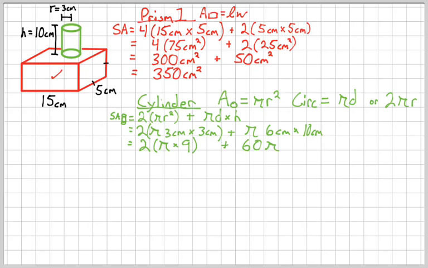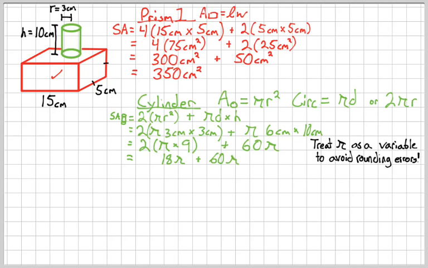Working this out, I'm going to leave pi and treat it like a variable. This will avoid rounding errors, because pi is such a long decimal when I use it in my calculator. So 2 times pi times 9 will give me 18 pi, plus 60 pi gives me 78 pi total for my surface area. Now it's down to one variable, or 1 pi, I can multiply in my calculator for a value of 245.04 centimeters squared, and that is rounded to the nearest hundredth.